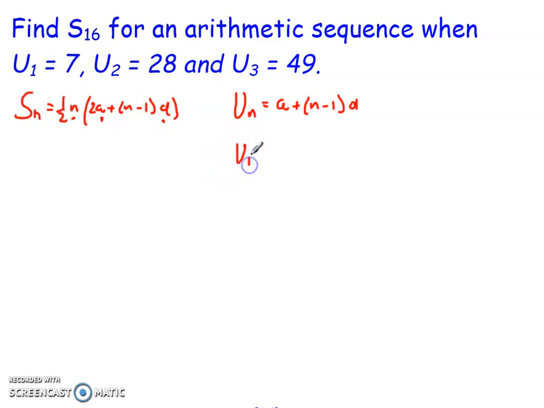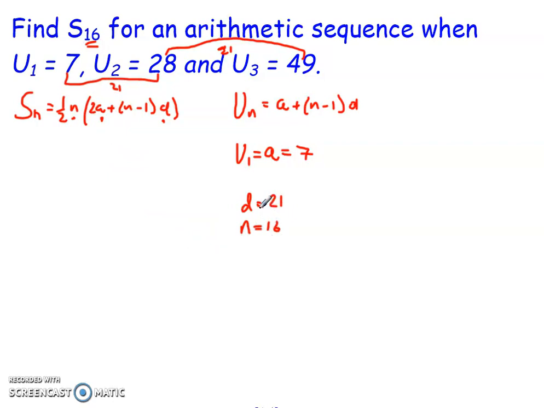Now we know that the a is given by the first term, so u1 is equal to a, which in this case is given by 7. We can then calculate d, which we know is the common difference between terms. So what I do is I calculate the difference between consecutive terms and see what that gives me. So if I look at these two, I do 28 take away 7, which gives me 21. If I then do these two terms here, I do 49 take away 28, which gives me 21 again. So my common difference here is 21. Now for this I also need to know n, but that is given by the 16, because that's how many terms I'm going to. So I know that n is equal to 16.